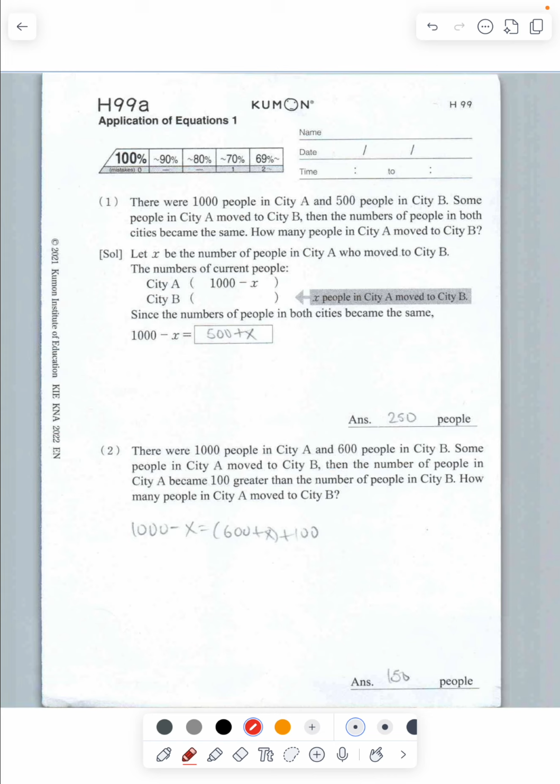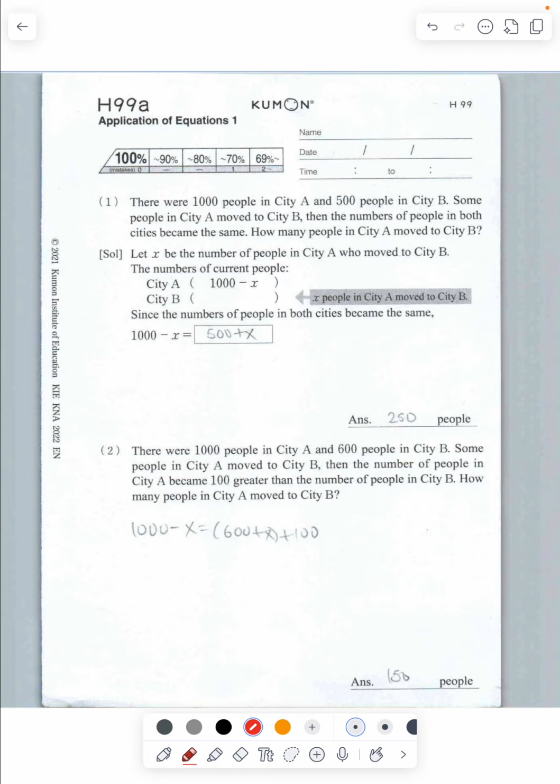All right, let's go one more time, okay? There were 1,000 people in city A and 500 people in city B. Some people in city A moved to city B, which means that some people would be like, I don't like city A anymore, I'm gonna go, right? Out of the 1,000 people. Then the numbers of people in both cities become the same. Interesting. How many people in city A moved to city B?